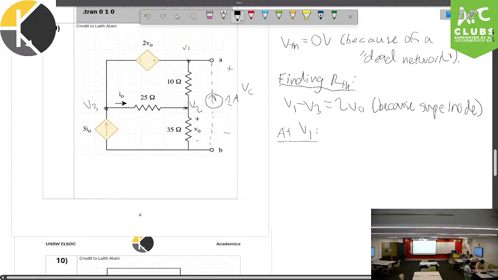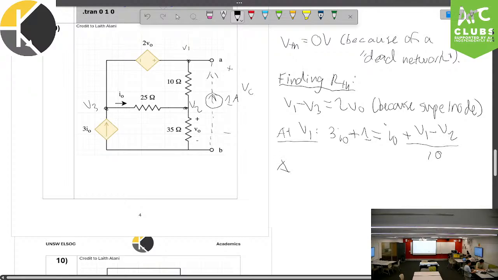We can say that we have 3I0 going into the node, and we also have the 1 amp current going through this current source, and then we can equate that to I0 coming out, and that's equal to V1 minus V2 on 10, and 10 is for the resistor.